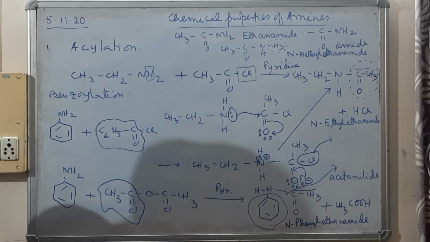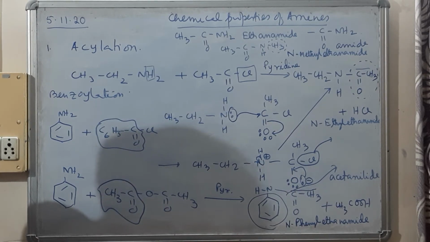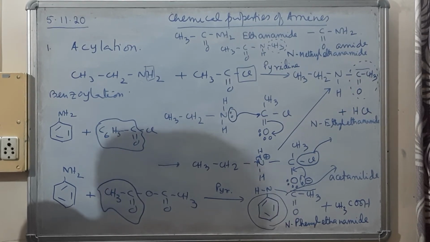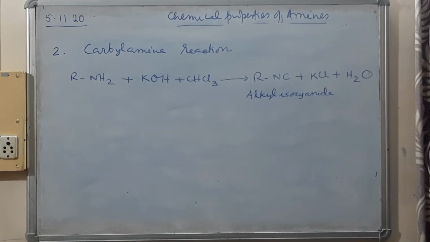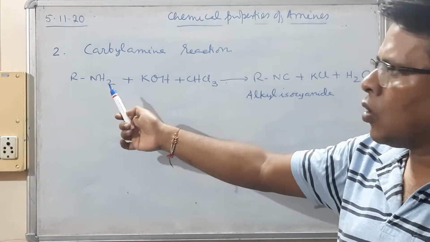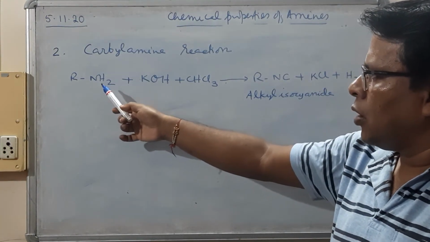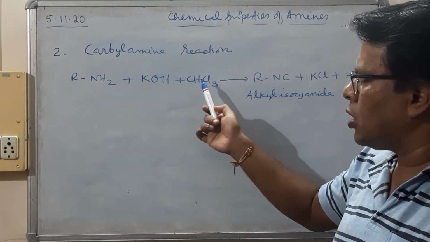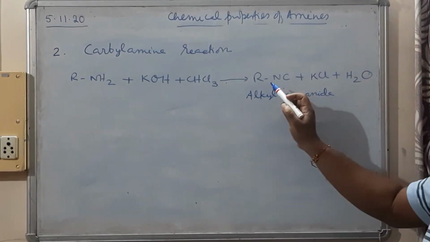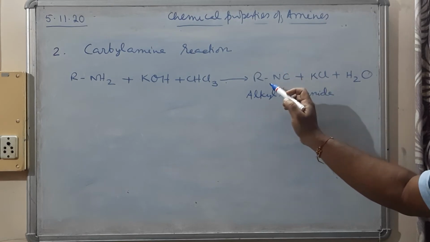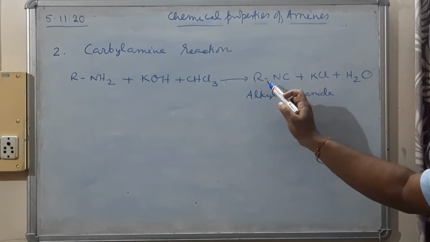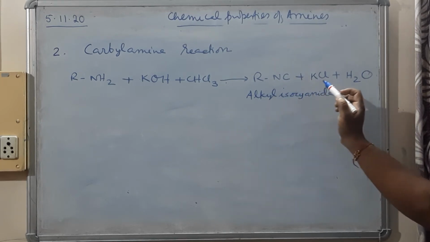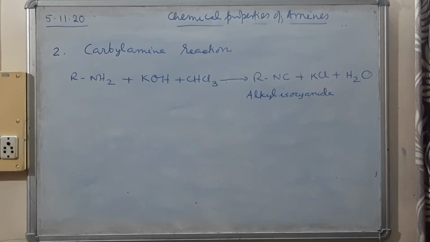Now the next chemical property that we are discussing is the carbylamine reaction. Next very important reaction is the carbylamine reaction. Aliphatic primary amine or aromatic primary amine with KOH and chloroform produces a poisonous, foul-smelling substance which is isocyanide, and these are some byproducts.